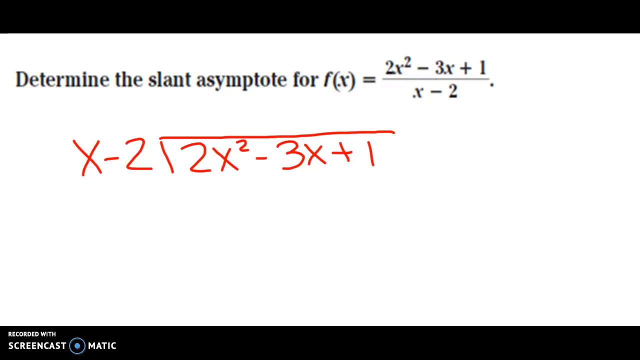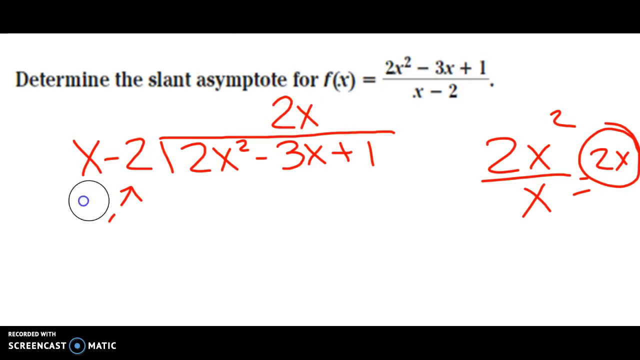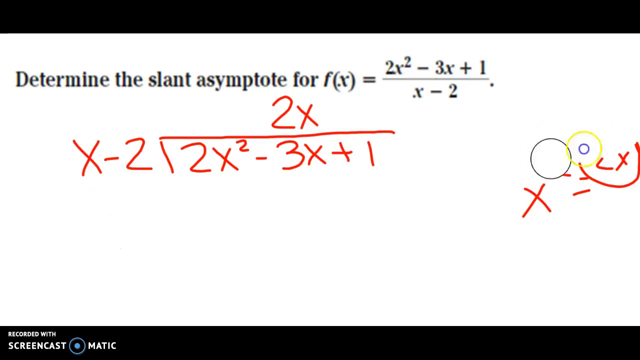Okay, so let's go ahead, and now you don't really worry about the -2 here. We're only dealing with the x. So we're doing 2x squared divided by x. What do we get for that? Well, some of the x's cancel out and we're left with 2x. So when the answer is 2x, you've got to put this over the x column because you've got to keep them all lined up. Now we go and multiply.